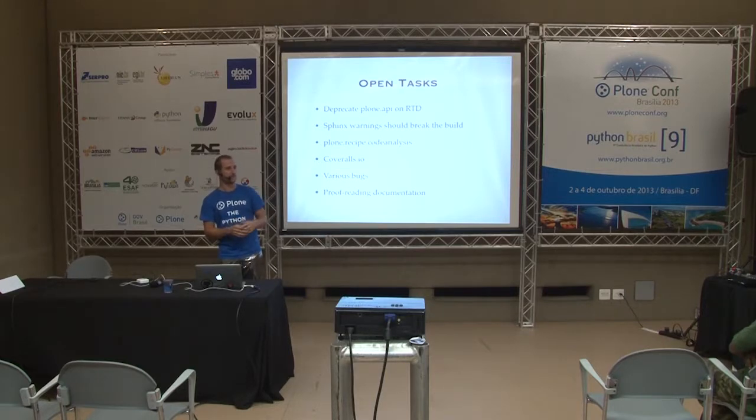That's what Garbas was asking about. This one already checks for a lot of things, but we need to add more checks. Coveralls.io checks for code coverage. So we want to be able to break the build if test coverage went down, so if somebody added code but did not add tests.